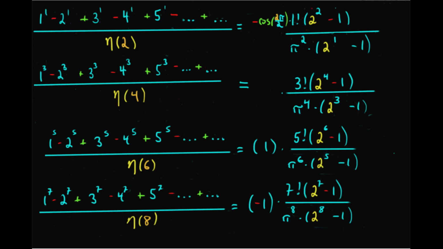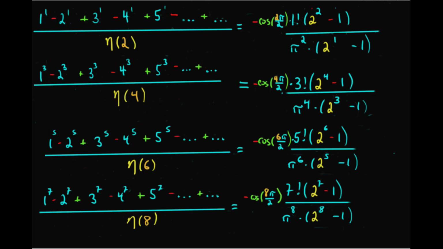For the next one where n equals 4, I can write negative cosine 4 pi over 2. Cosine of 4 pi over 2 equals cosine 2 pi, which is just 1, so negative cosine 4 pi over 2 is negative 1. And so on, the next leading coefficient will be negative cosine 6 pi over 2, and the last one will be negative cosine 8 pi over 2.